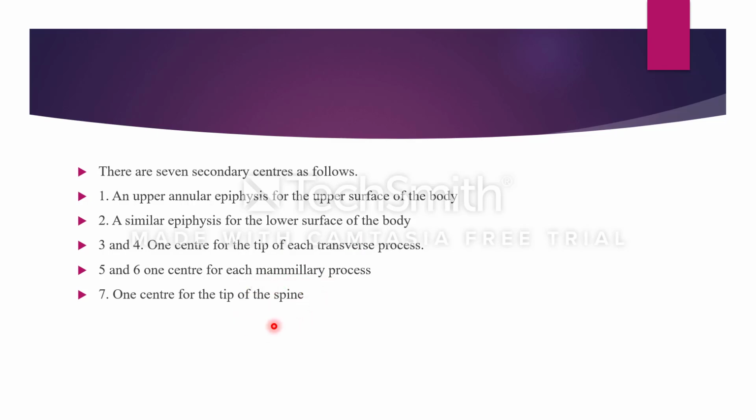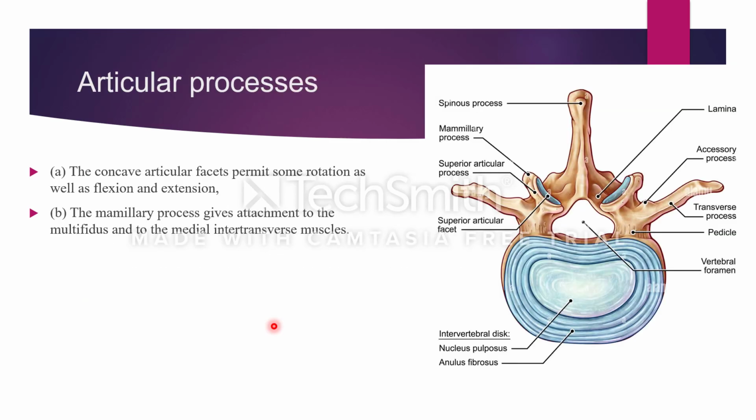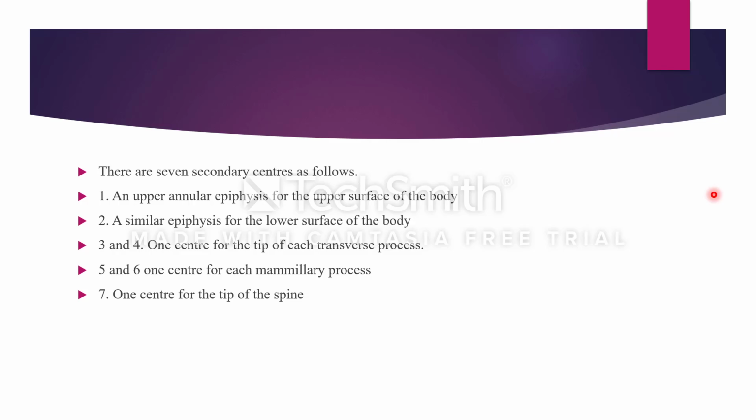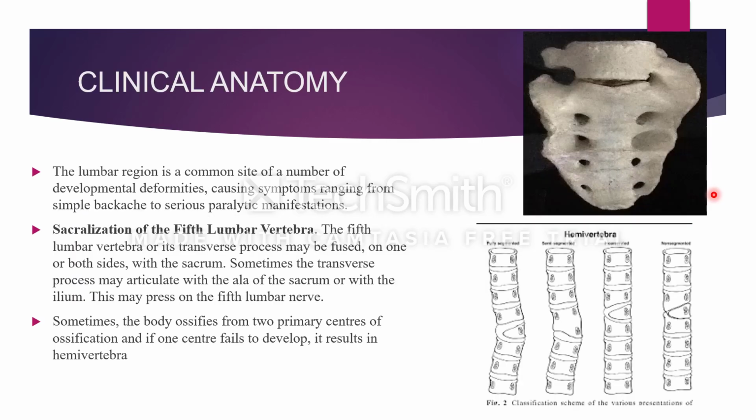Again, I will repeat. From the diagram you can learn: one on the upper surface of the body, one on the lower surface of the body, one on the spine, one on the mammillary process of the right side, one on the mammillary process of the left side, one on the tip of the transverse process of the right side, and one on the tip of the transverse process of the left side. So these are the 7 secondary centers present in the lumbar vertebra.